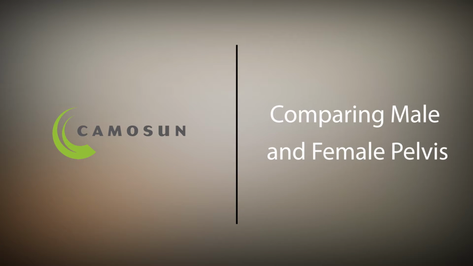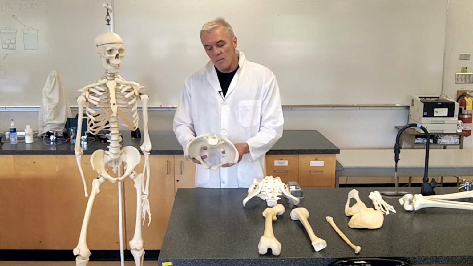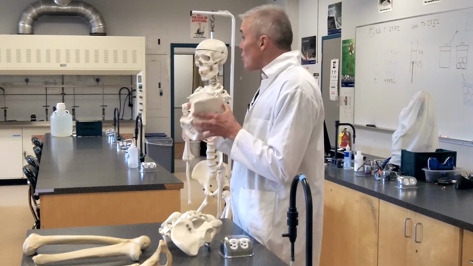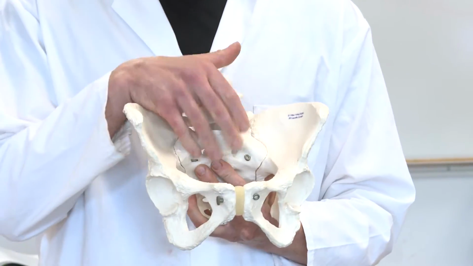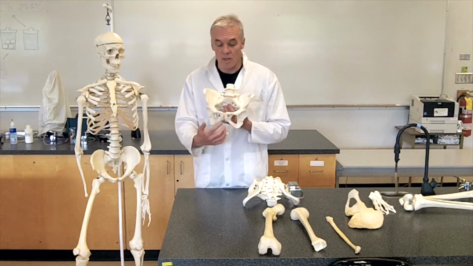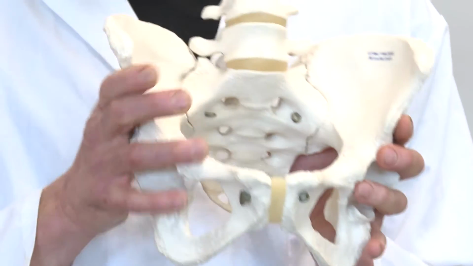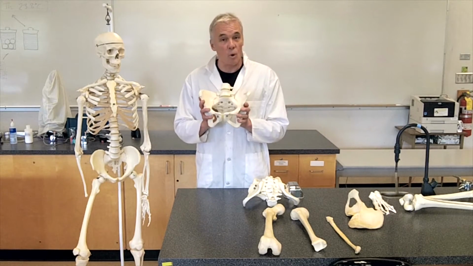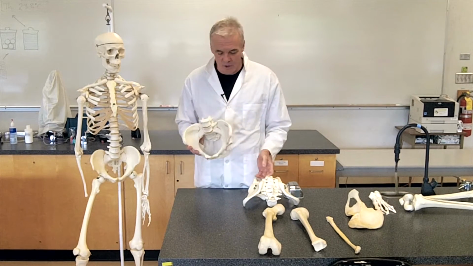This is a comparison of male and female pelvises. If you observe a pelvis, you will notice that it has two coxal bones, one here and one here, and of course it has the sacrum in the center. They're joined together by the symphysis pubis. The difference between male and female pelvises is related, of course, to childbirth. So let's have a look at the differences between the two.